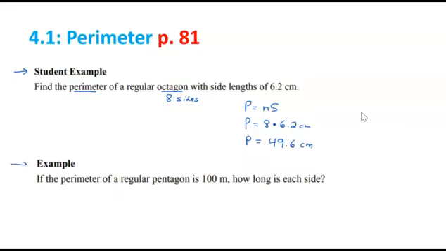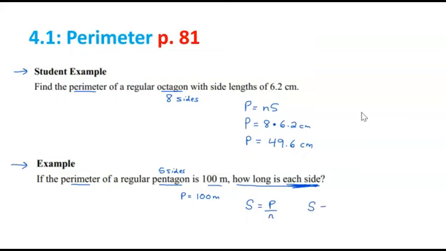For the second example, if the perimeter of a regular pentagon is 100 meters, so now they're giving us the perimeter, and a pentagon is 5 sides, how long is each side? So again, that formula would be very helpful. We don't know the side, but we know we can take the perimeter and divide it by the number of sides in order to get the side length. So that's what we're going to do.